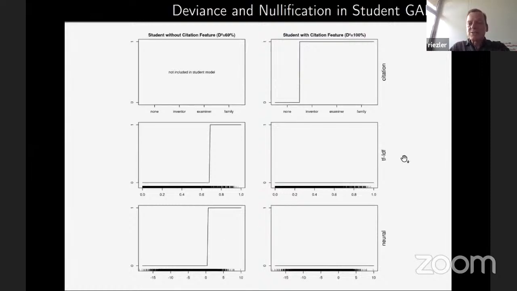As soon as we include the citation features, what we see in the right column, we get a deviance of 100% instead of only 70%. We can model the target function 100% accurately, and all the other features, namely the TF-IDF and the neural features, are gone. They don't have any contribution anymore. So basically, what this model learns is just to reconstruct the citation features.